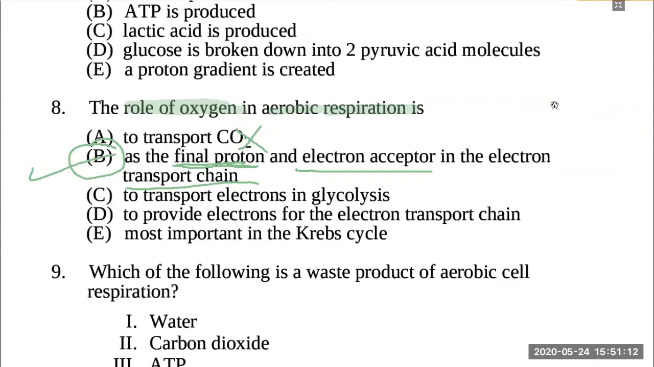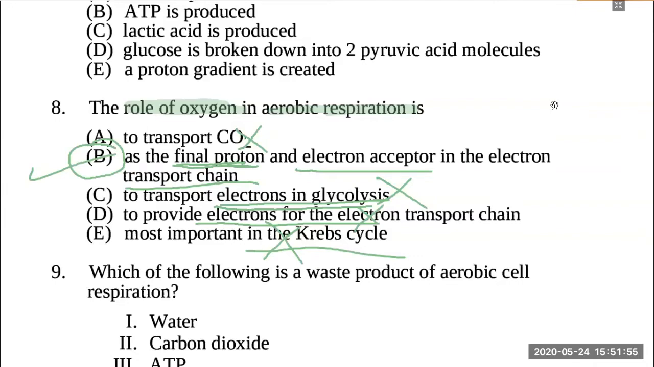To transport electrons in glycolysis. Guys, we don't have oxygen during the glycolysis process. To provide electrons for the electron transport chain, it's not providing electrons; it is like an acceptor for the electron. Most important in the Krebs cycle, it's not related to the Krebs cycle. So again, I am saying that oxygen is the most important electron and proton acceptor in the electron transport chain.